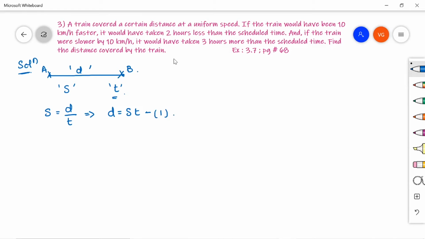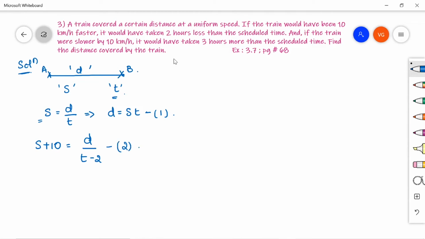So what is the first condition they are telling? If the train would have been 10 km per hour faster, normally it is s. If it is 10 km faster, it means s plus 10. The distance will be the same. If the train is moving faster, the time will be less. So how much time is it less? 2 hours early it has gone, so t minus 2. So s plus 10 is equal to d divided by t minus 2. This is your equation number 2.